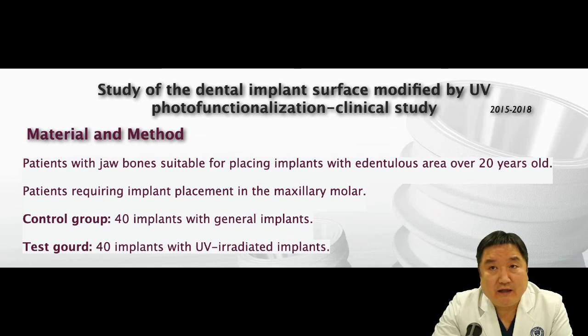A total of 80 implants were placed in the patients' posterior maxillary area because we intended to compare the effect of UV where you cannot have good initial stability. So 40 implants were used for the control, and another 40 were used for the UV-treated group. When we placed the implants, we performed it without informing the surgeon which one was UV-treated or not, in a double-blind manner.